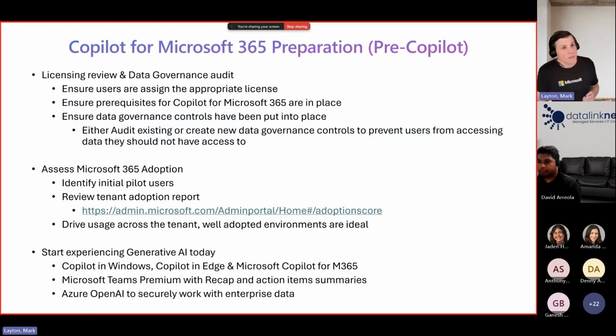All right, so some of the things you're going to want to do, and this is just kind of a to-do list, right? We're going to want to do a licensing review and a data governance audit like we talked about, to ensure the users have the appropriate licensing in place based on the controls that you want. And again, either you have data governance in place or you don't, so you're going to want a strategy for that either way. And if you do have data governance in place, maybe do an audit to make sure you have everything you need.